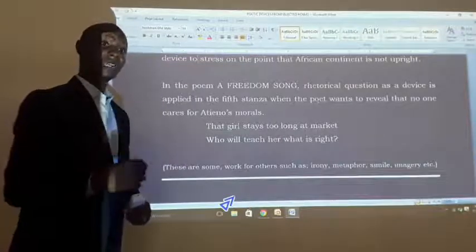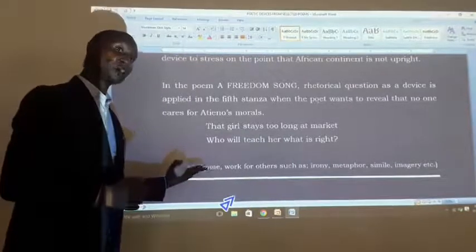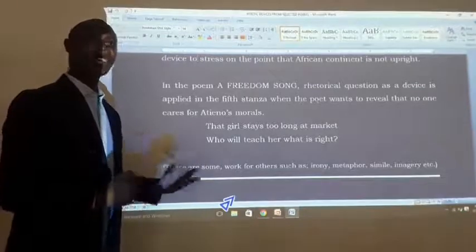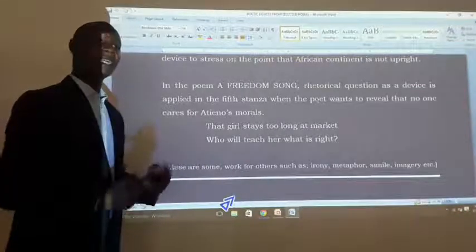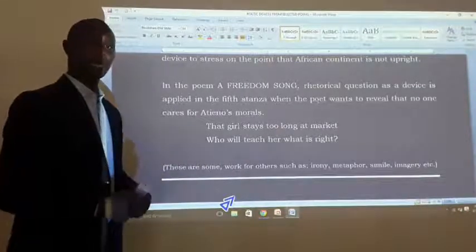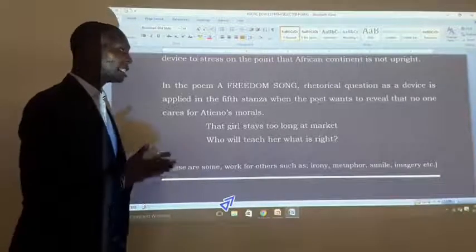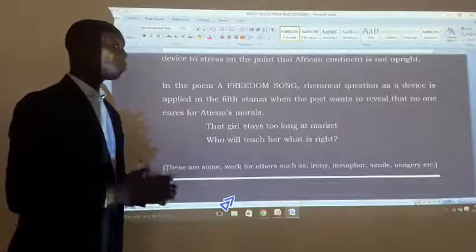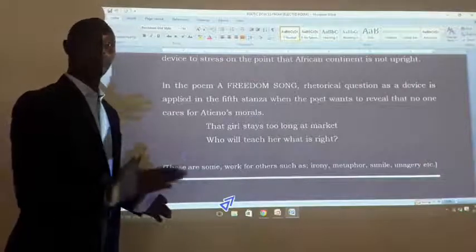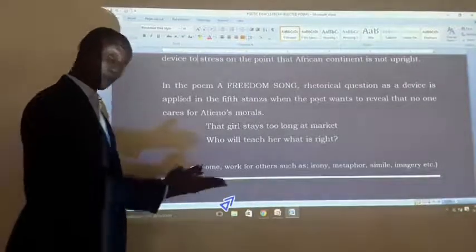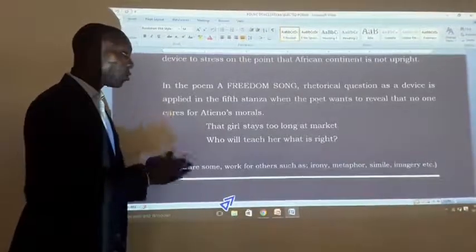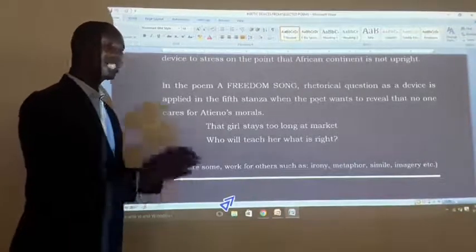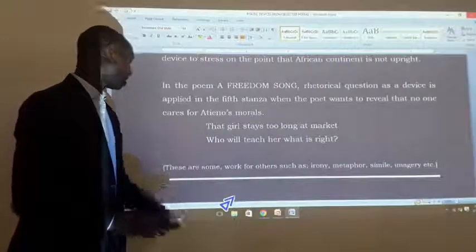In fact, Atieno's uncle, the persona here, doesn't ask this question to anyone. But it's a technique used by the poet. The poet wants to show that Atieno is not being cared for. And the reader may wonder if something immoral happens to Atieno, God forbid, because she has no one to take care of her, to teach her what is right at that age.